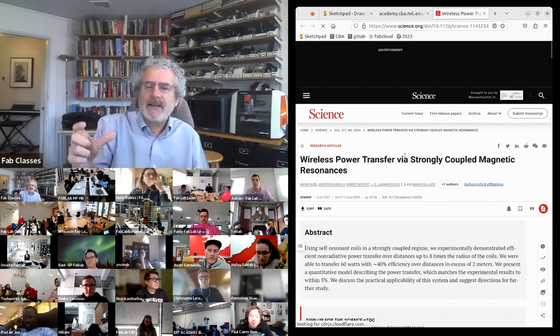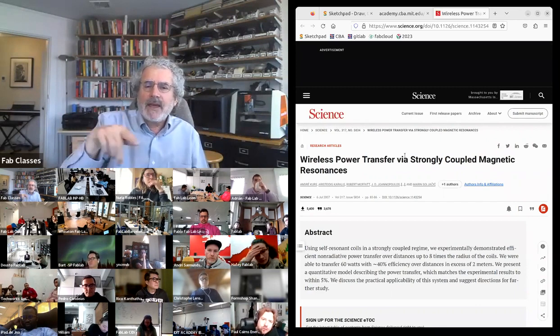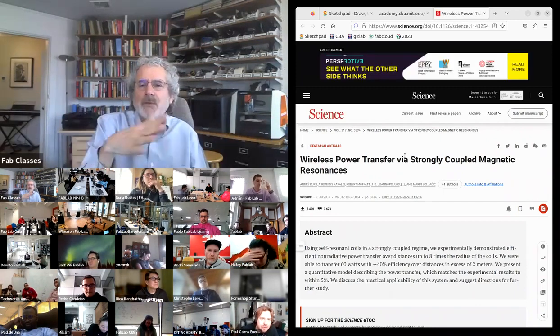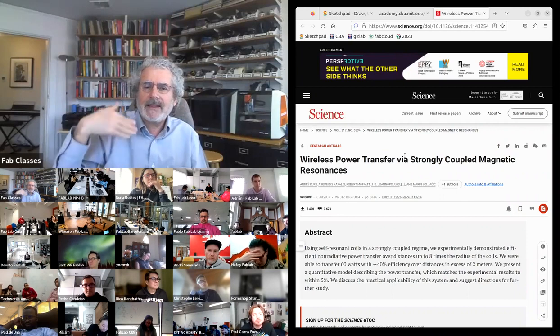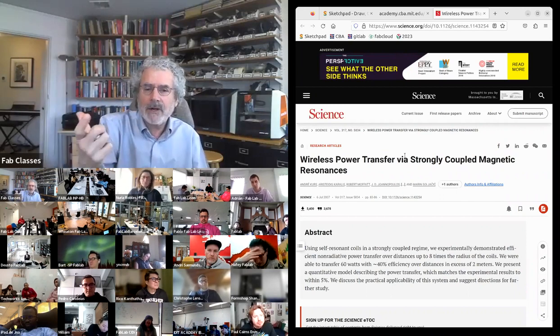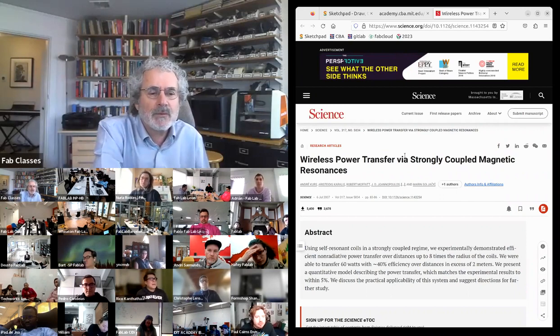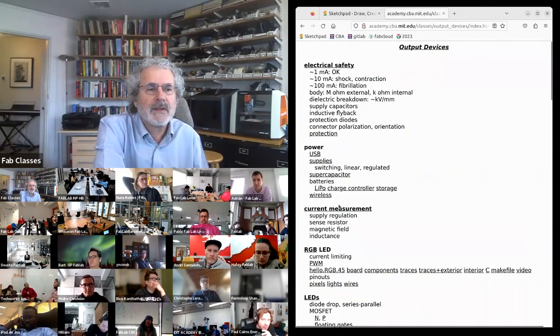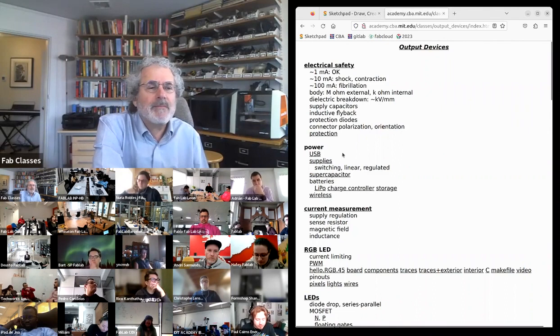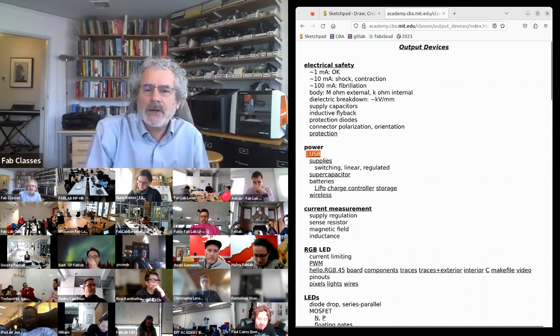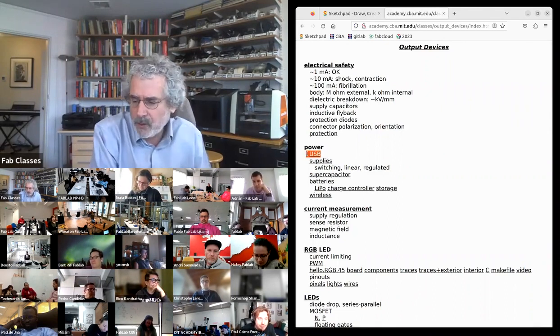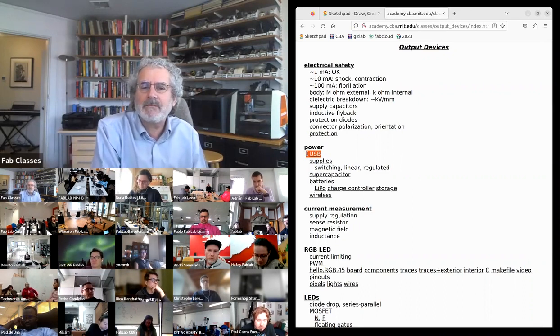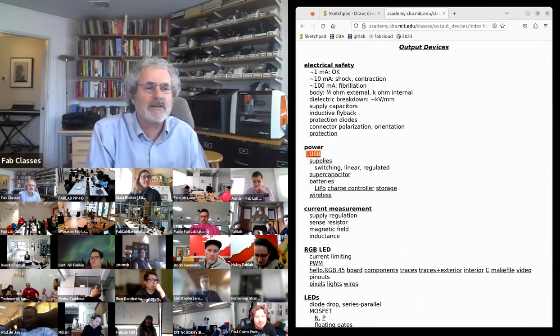coils and then you design them so they have a resonance, like pushing a swing, but electrically. And that lets you send non-trivial power over reasonable distances, like a few meters, to power things wirelessly. So these are all options. And of these, USB is so ubiquitous. By far, that's the most common, easy way now to power these devices.